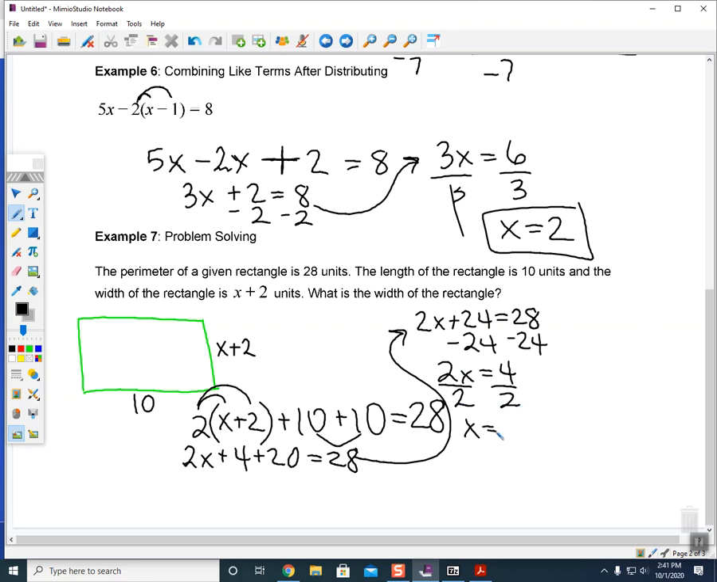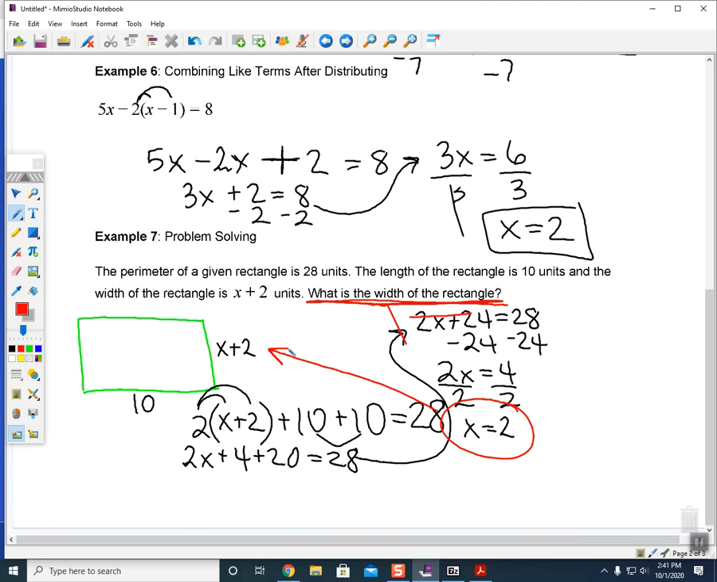X equals 2. Now, it would be easy at this point to say, well, I'm done, right? X equals 2, that's the end of the equation. Which is true, I have solved for x, but I'm not done. The question that I'm being asked here is, what is the width of the triangle? And so I found that x equals 2 down here, but I need to take that and plug it into my width over here.